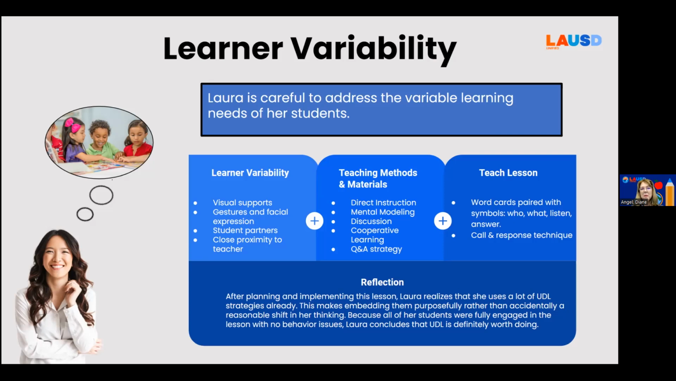For teaching methods and materials, Laura selects 5 teaching methods for her lesson: direct instruction, mental modeling, discussion, cooperative learning, and to promote social skills and engagement, she selects a student-to-student Q&A strategy. As Laura teaches the lesson, she uses word cards paired with symbols: who, what, listen, and answer. To clarify vocabulary, sentence structure, and text decoding, she uses a call and response technique.